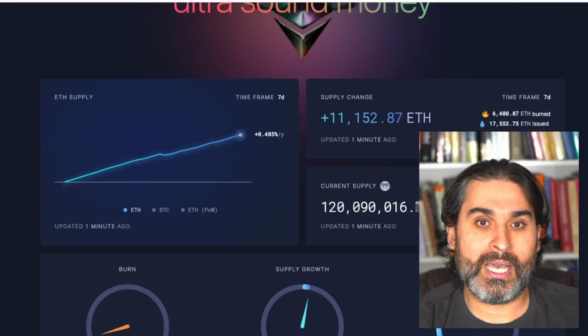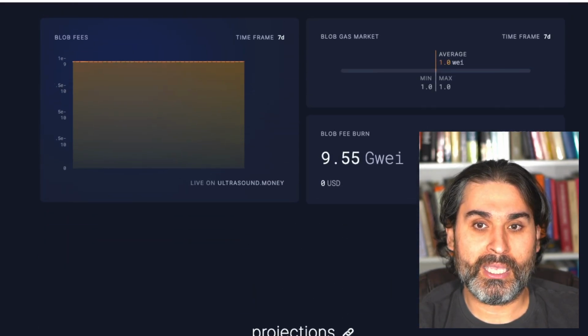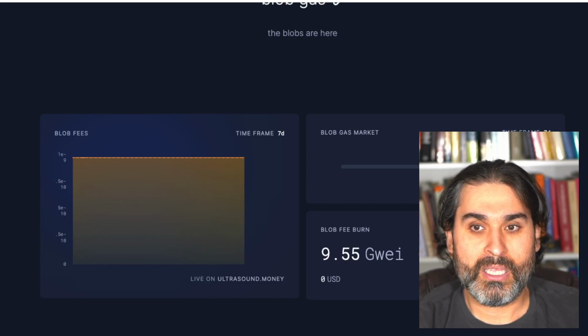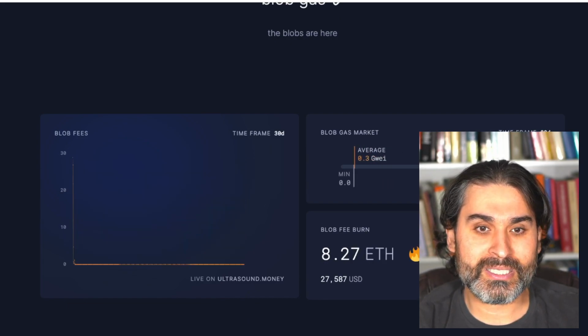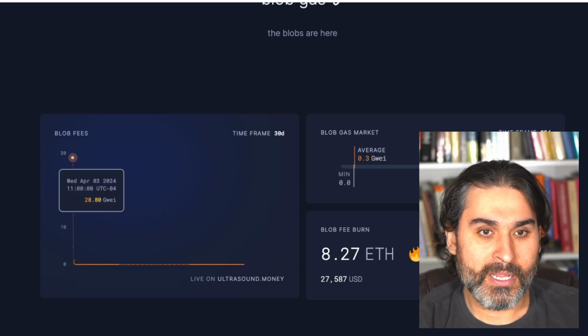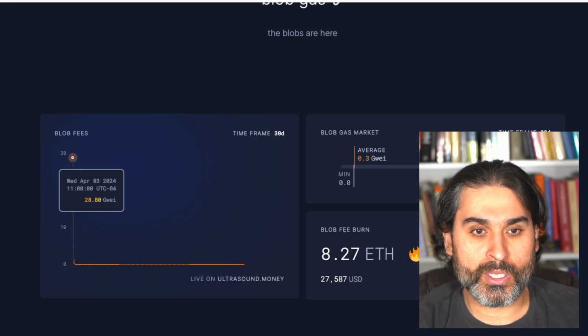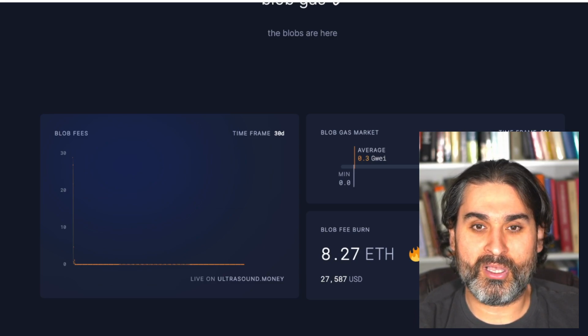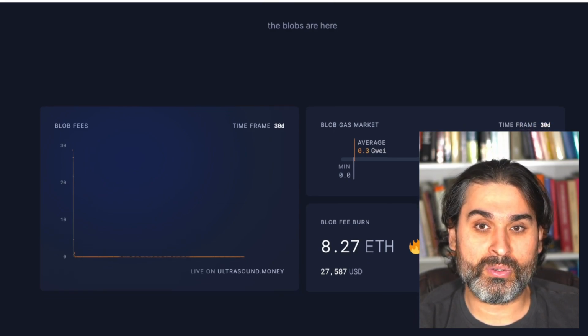If we have a look at Ultrasound Money and their blob market, you can see that over the last 7 days, it's just been one gwei the whole time. It's not gone above that. With the 30-day chart, you can see that right at about a month ago in the first week of April, there were blob subscriptions going on, but that fizzled out really quickly. And that burnt 8 ETH of fees through the gas market.